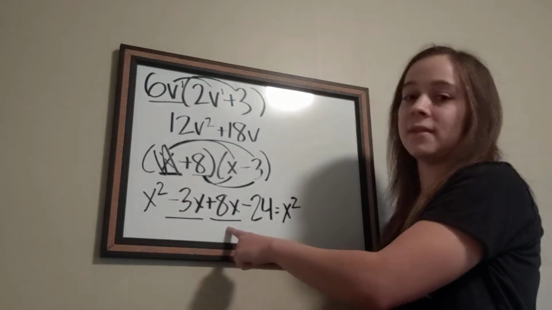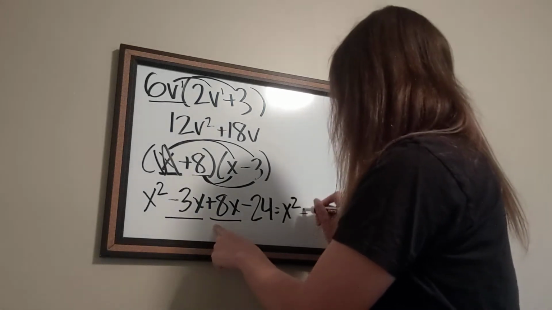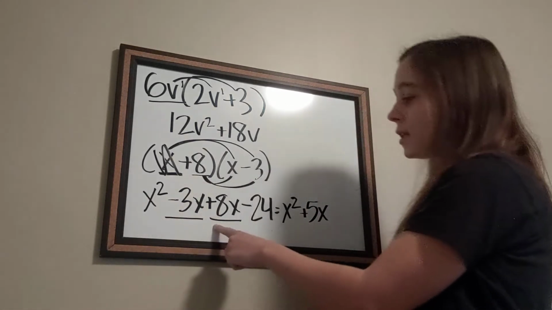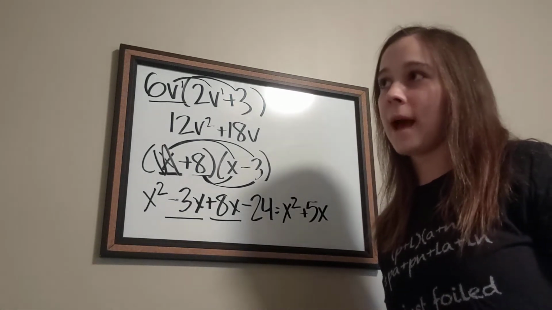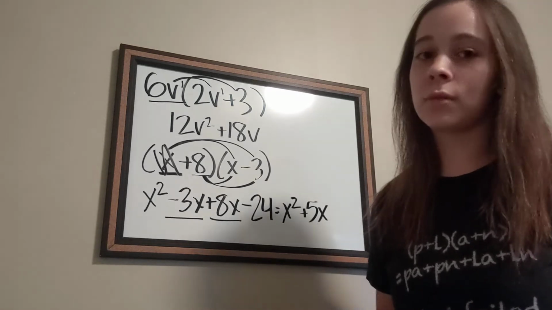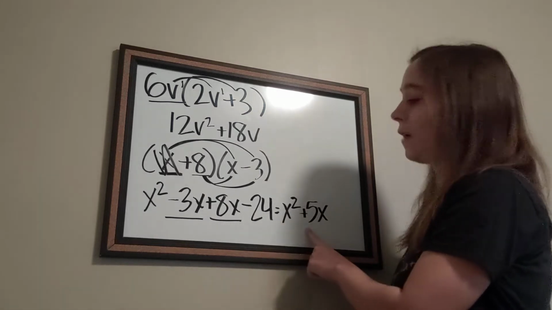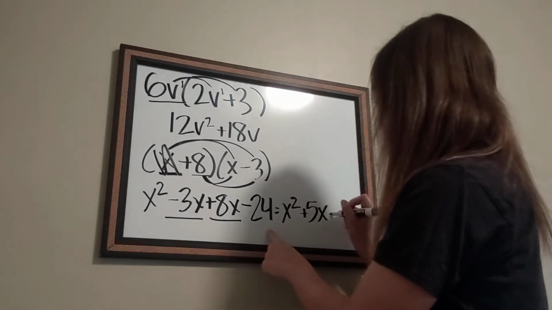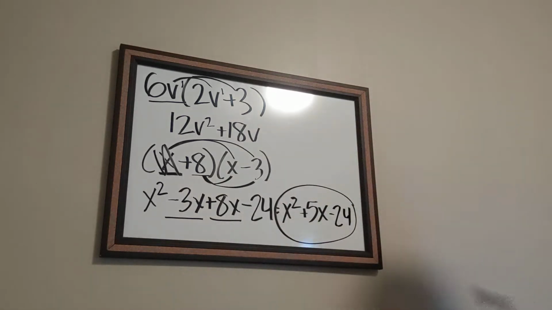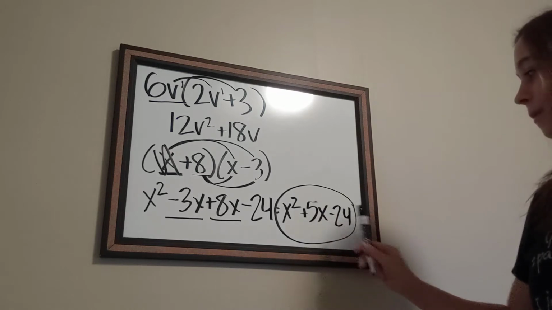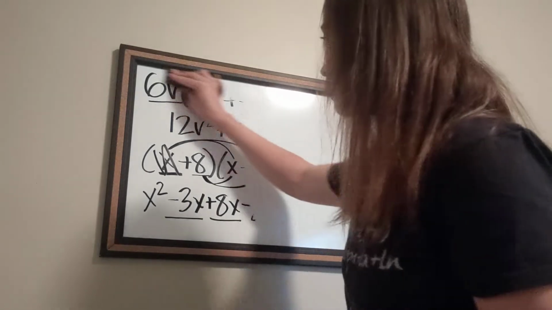Negative 3x and positive 8x are like terms, so I'm going to add them. Negative 3 plus 8 is positive 5, and the x part does not change when you're adding or subtracting. Kind of like if I say 3 apples plus 5 apples is 8 apples. The word apples didn't change, just the numbers. So negative 3x plus 8x is 5x. And then we also have this minus 24. It doesn't have any like terms, so it will stay the same as well. I now have x squared plus 5x minus 24. That is an example of double distributing.